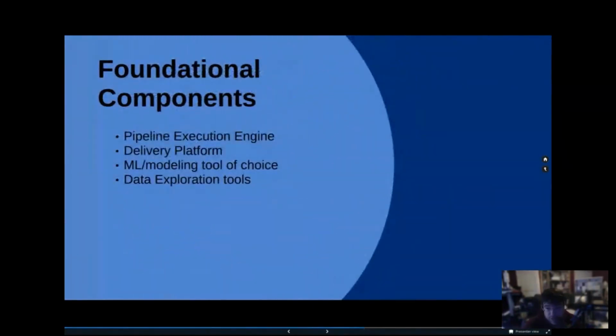So the foundational components, these are the things that you probably have to do, you're going to develop on your own anyways, even if you don't do a formal MLOps framework. Like, you're going to have a pipeline that pulls your data in, prepares it for your model, and then runs the model, and then outputs predictions in some way. What that looks like depends on the model you might have, but you're probably going to want an engine that it can execute on.